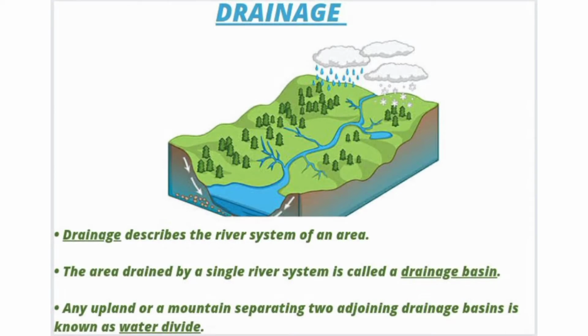Drainage. Drainage describes the river system of an area. The area drained by a single river system is called drainage basin. Any upland or a mountain separating two adjoining drainage basins is known as water divide.